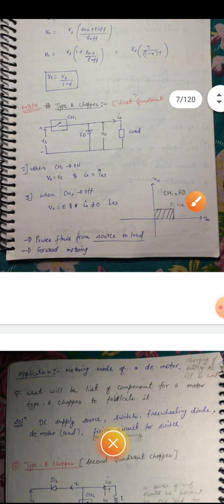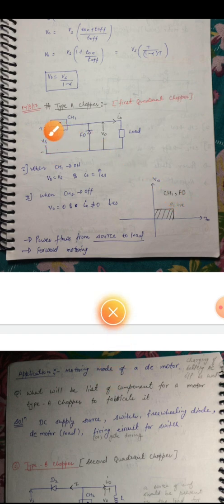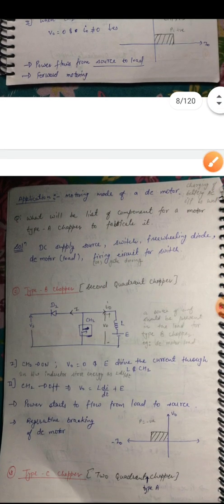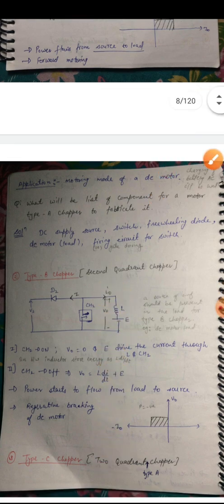Here you need one DC supply, one load, that is a DC motor load, one freewheeling diode, and one switch and a firing circuit for this switch. For firing this switch you need a firing circuit. So these are the elements you need to fabricate type A chopper.